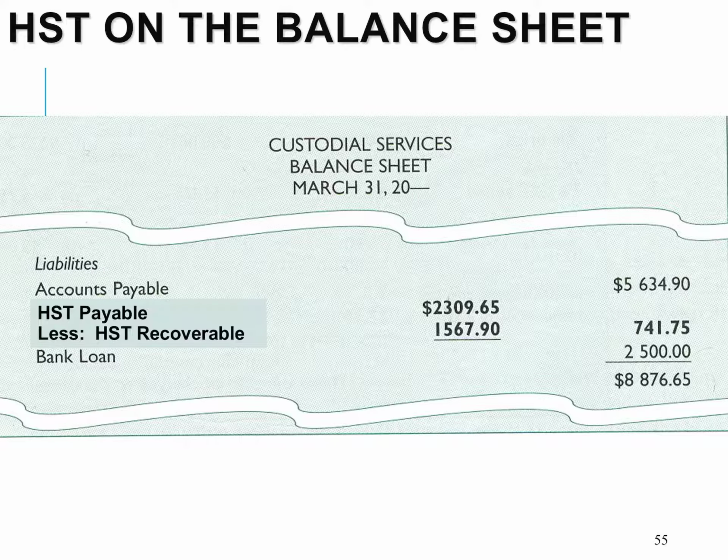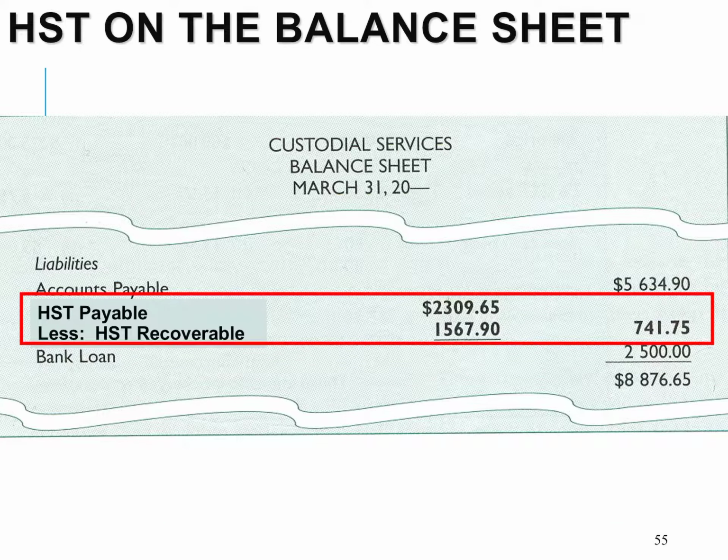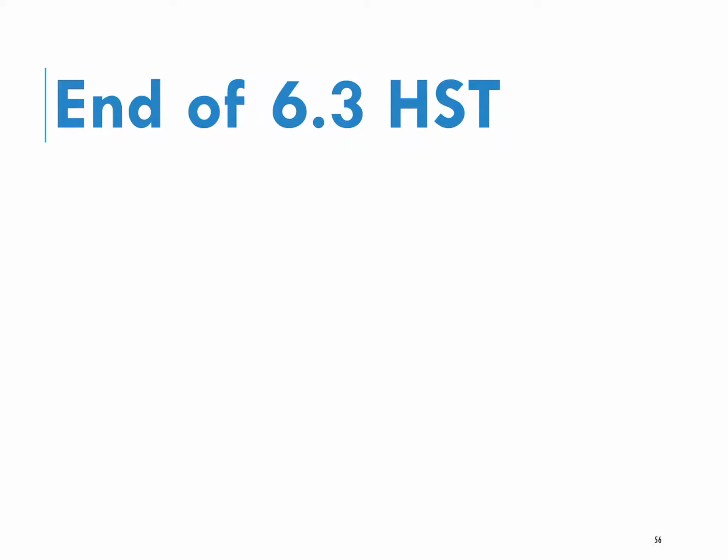This is how it looks on the balance sheet. So what do you have in this case? HST payable less HST recoverable, and you have the amounts that go in there. And so with that, that is the end of 6.3 for HST.